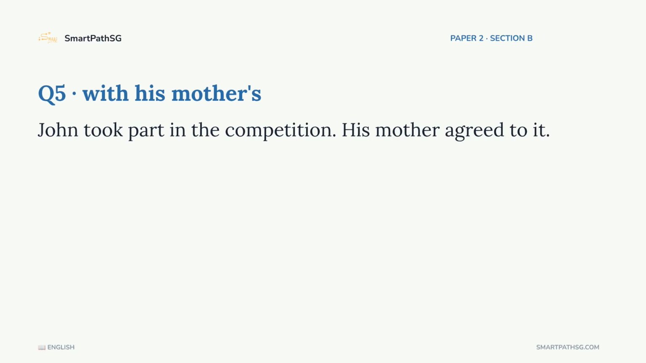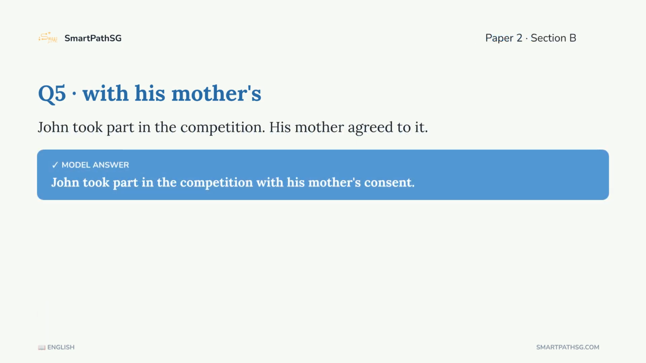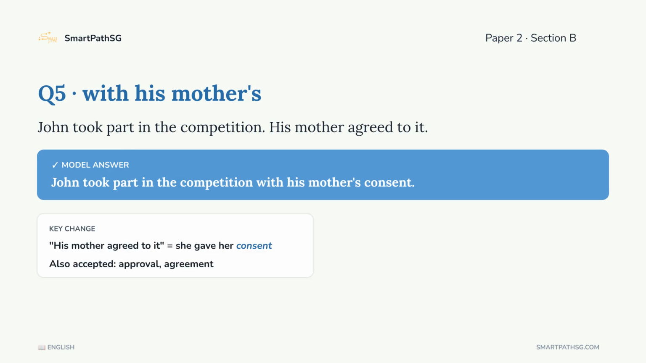Question 5. John took part in the competition. His mother agreed to it. Rewrite with mid-sentence keywords. With his mother's. Remember, after the possessive, you need a noun. What noun represents the idea of agreed to it? The answer: John took part in the competition with his mother's consent. Agreed to it is equivalent to consent, approval, or agreement.